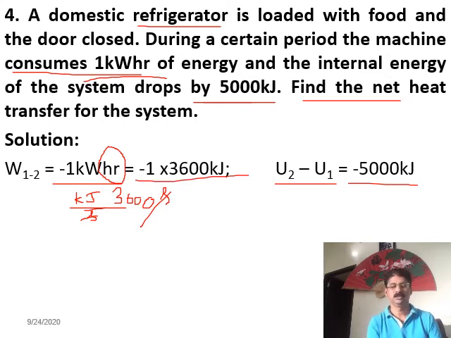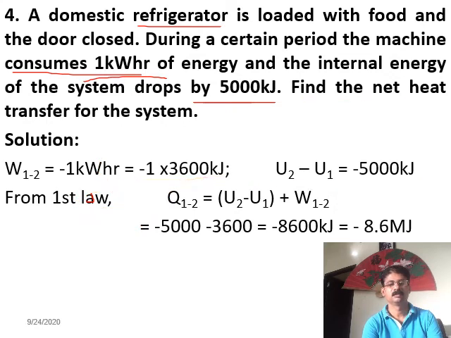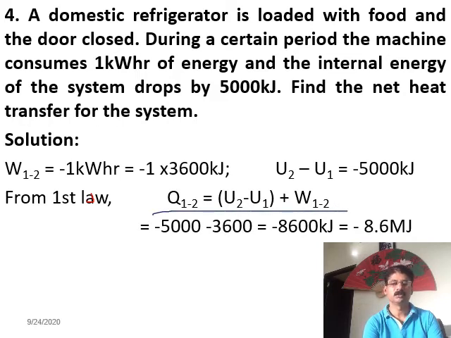Very important: you have to be extremely careful with the sign convention when you solve problems on this, especially the heat transfer, work transfer and the changes in the other energy quantities. So here internal energy is decreasing, so it is minus 5000 kilojoules. So from the first law, you have Q122 is equal to U2 minus U1 plus W122.